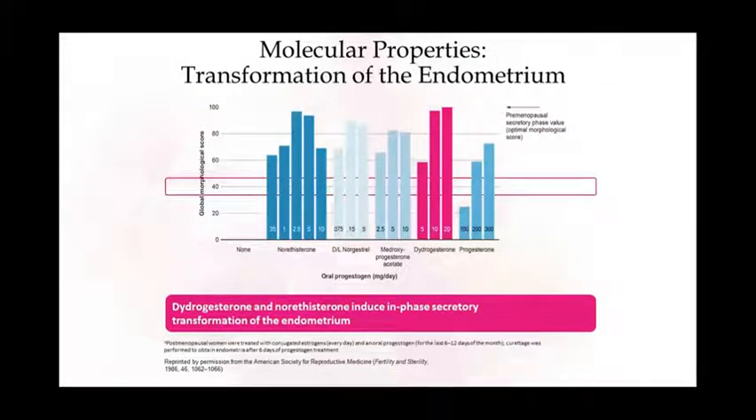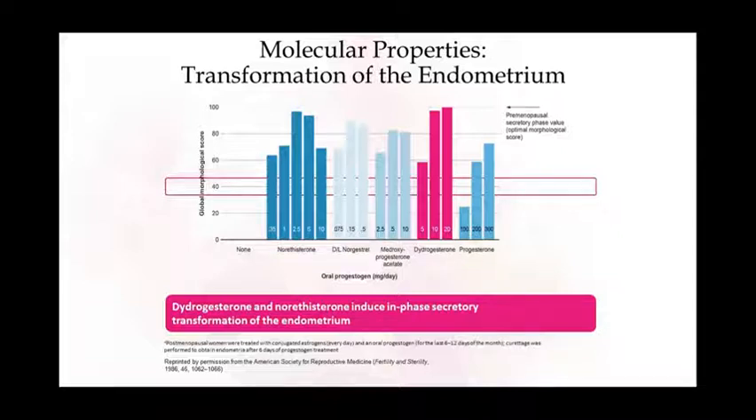Now, this is a study just to show you the molecular properties. When you are giving a progestogen, you want also to have an in-phase secretory effect. That means that you want to mimic the cycle. So the OCPs, we know the OCPs will cancel the cycle and they will come into action and create their own kind of cycle, while dydrogesterone and NETA are the only progestogens that are similar in action to the natural progesterone.